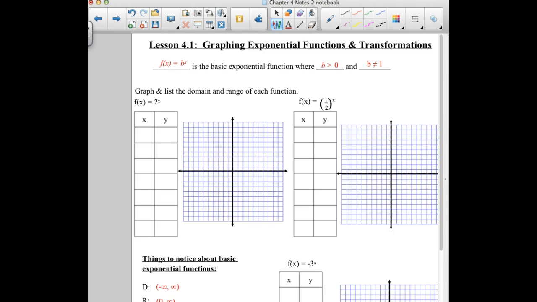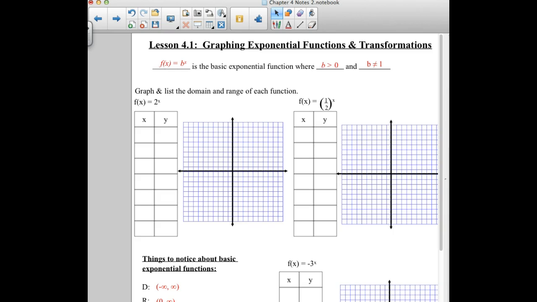All right, so f of x equaling b to the x is a basic exponential function. Our requirements are that b has to be a positive value and it cannot be 1. The reason we have the 1 restriction is that if you take 1 to a power, it's always going to be 1, so it doesn't grow at all. You need a base other than 1, but still something positive, for it to be exponential growth. So we're going to look at a few basic ones.